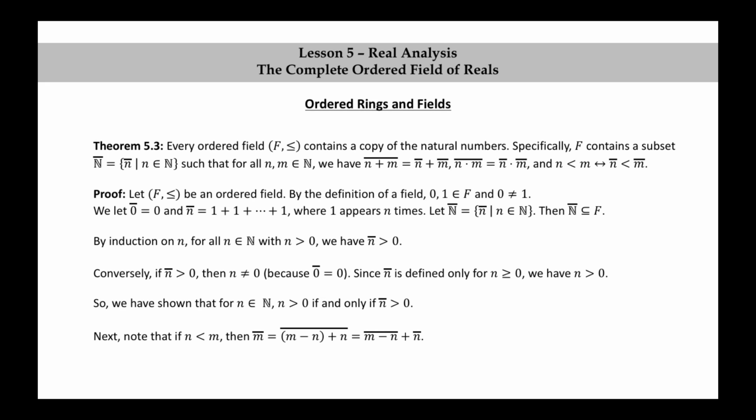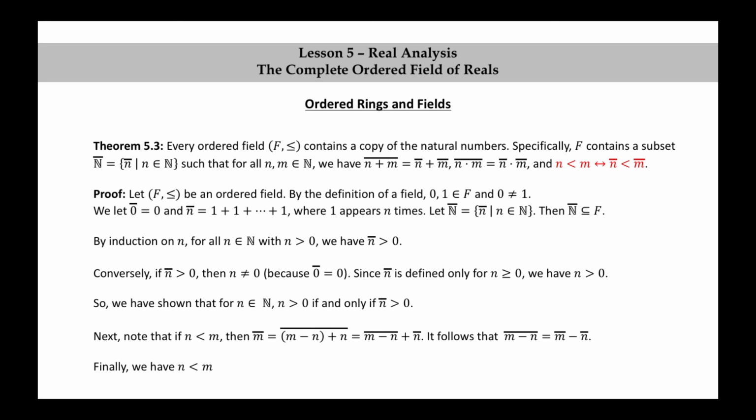This is equal to m minus n bar plus n bar, right? Because that was the first thing that we proved that we could do. It follows that m minus n bar is equal to m bar minus n bar. I got that last equation by subtracting n bar from each side of that first equation.